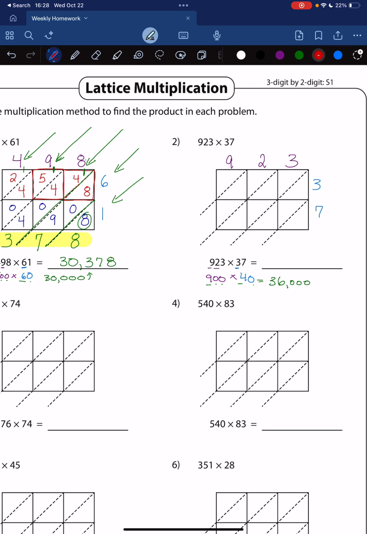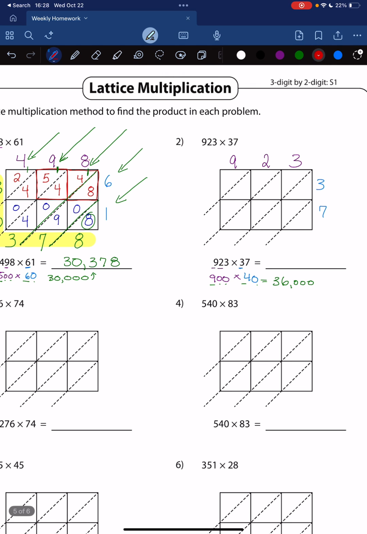Let's get our red back here. So I'm just going to start here on the top right hand side. So 3 times 3 is 9. So 0, 9. 2 times 3 is 6. And 9 times 3 is 27. Very good. All right. And 3 times 7 is 21. 2 times 7 is 14. 9 times 7 is 63.